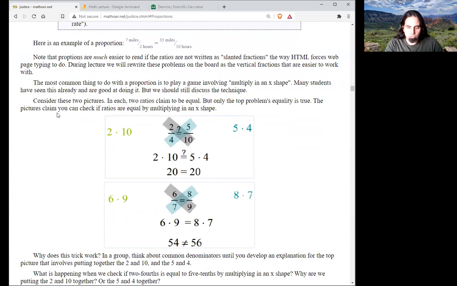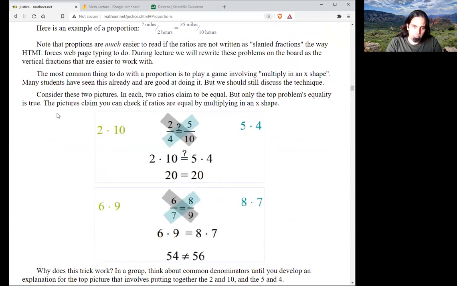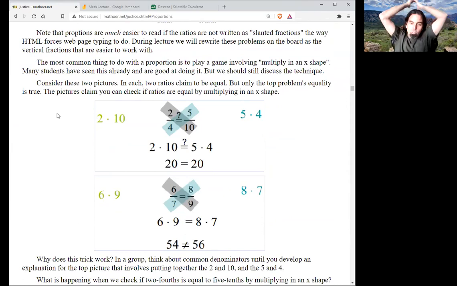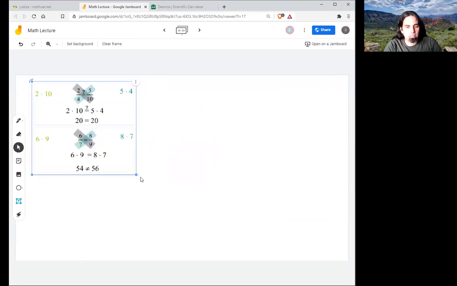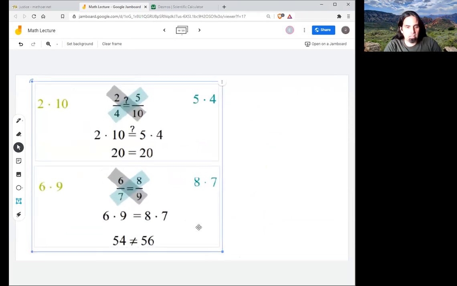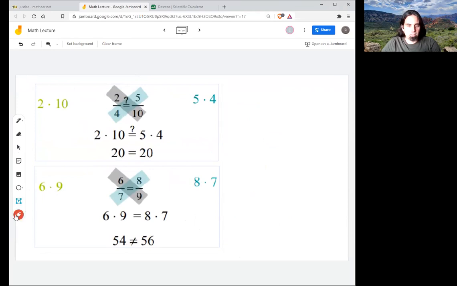And on this screen, let me make it a little bigger. There's this thing called cross multiplying. And we can use it to check if proportions are true. It's kind of weird. So somebody thinks that, is it true that 2/4 is the same as 5/10? If I want to check that, let's multiply in an X shape.